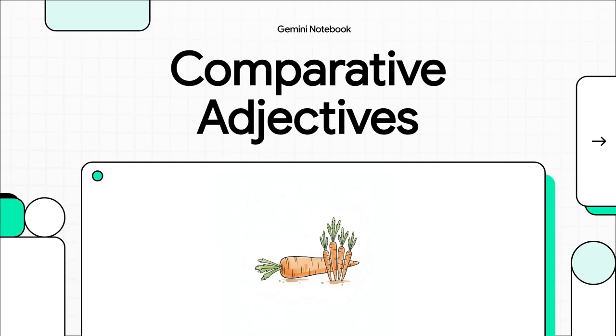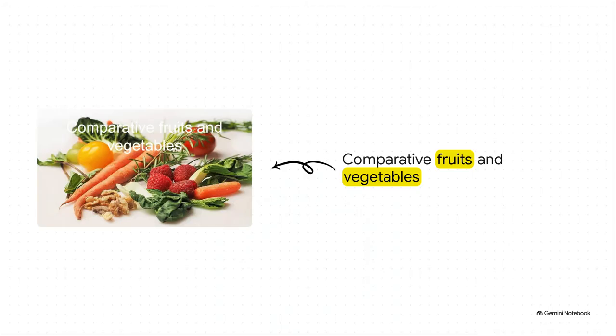Let's get started. Picture this. We're strolling through the stalls of a local farmer's market. The sun is shining, and the tables are just completely covered in fresh produce. When you look at all these different fruits and vegetables, you naturally start making choices, right? You might want the biggest carrot, or maybe the sweetest fruit. Well, to express those everyday choices in English, we need to know exactly how to compare these items. And that is exactly what we're going to learn how to do right now, step by step.